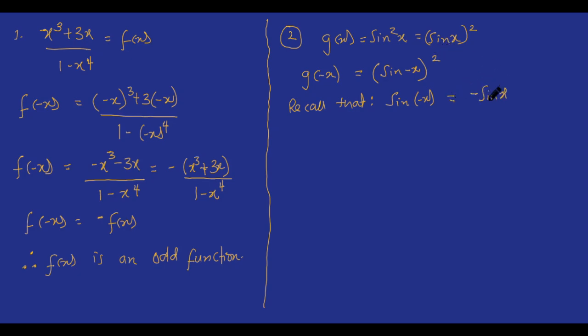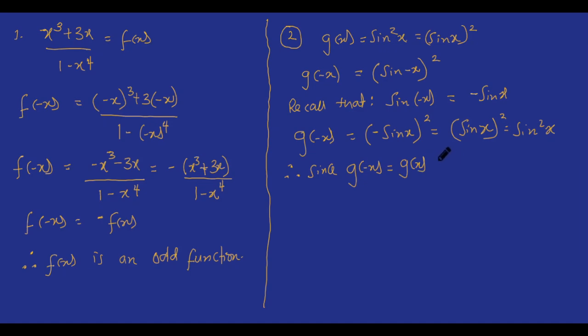from our knowledge of trigonometry. So you can write g of minus x to be equal to minus sine x raised to the power of 2, which is the same thing as sine x all squared, which gives us sine squared x. Therefore, since g of minus x is the same thing as g of x, we say sine squared x is an even function.